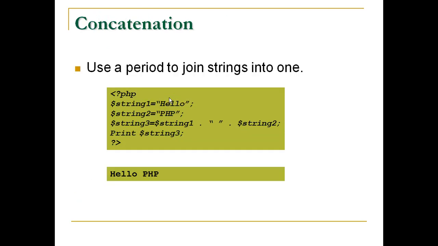How to concatenate, that is, join strings into one. Use the period, meaning dot. You can use the dot to join two strings or two variables into a single variable. For example, $string1 equal to "hello", $string2 equal to "PHP", $string3 equal to $string1 . " " . $string2. The dot is used to join the two strings. Print $string3, and the output will be hello PHP.